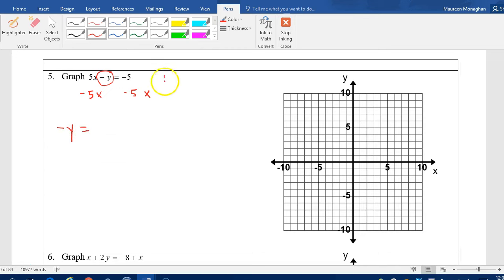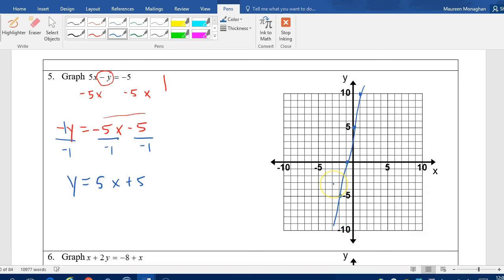All right, so it was vertical. Now we're going to write it horizontal. Negative 5x minus 5. We have to go through and divide by a negative 1. You can't leave the y as a negative. It has to become positive. So graph that. Up 5, over 1, down 5, over 1, down 5, over 1. It's beautiful. It's a positive slope.